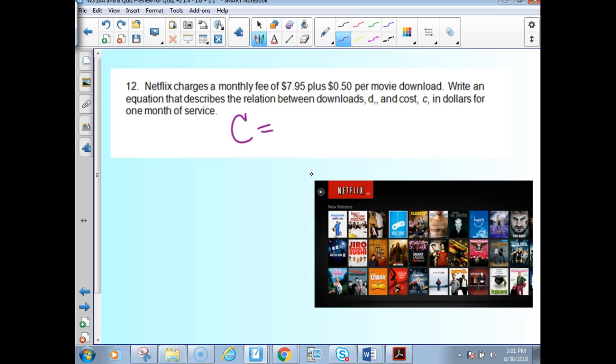All right, your cost to have that Netflix then would be $7.95. You don't download the movies anymore, do you? They kind of are, though. You got the box, right? Anyway. All right, so then your 50 cents per download would be 0.50 times D. Like D would equal the number of downloads.